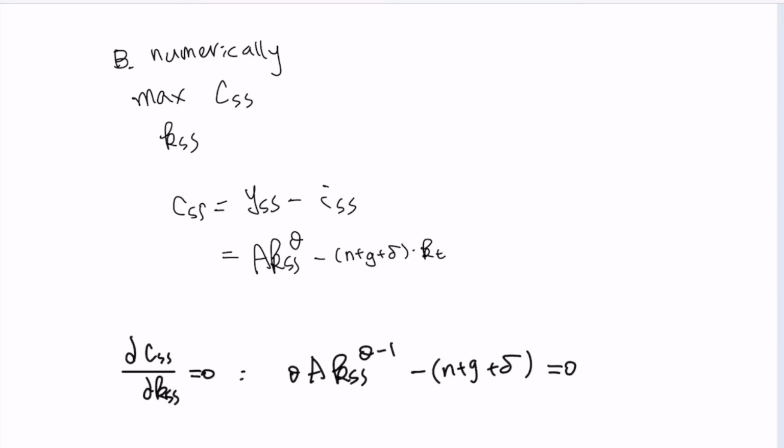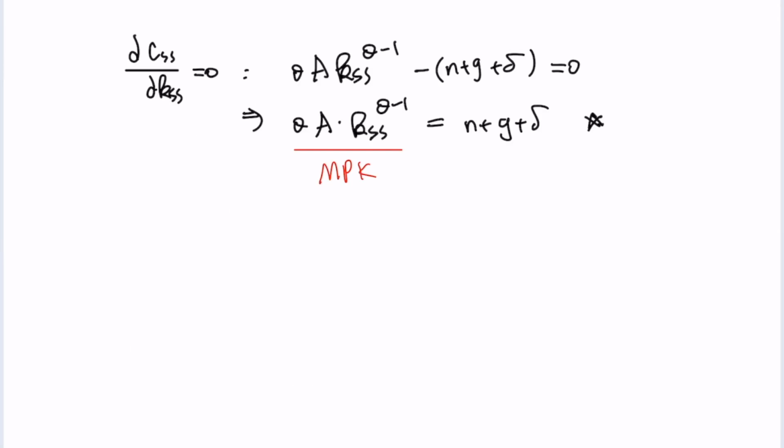And then we are going to have theta A K to the power of theta minus 1 minus (N plus G plus delta), and then set it equal to 0. For the K that satisfies this equation, the consumption will be maximized. We know theta A K to the power of theta minus 1 is the marginal product of the capital. So we can rearrange the equation, and we are going to have K equals (theta multiplied by A over (N plus G plus delta)) to the power of 1 over 1 minus theta. And this is the golden rule K, because this K is the K that maximizes the consumption.